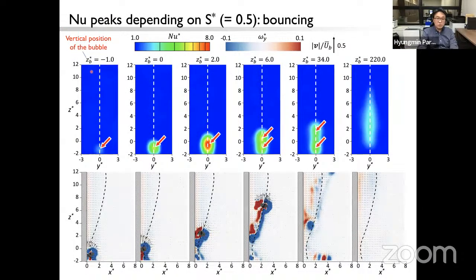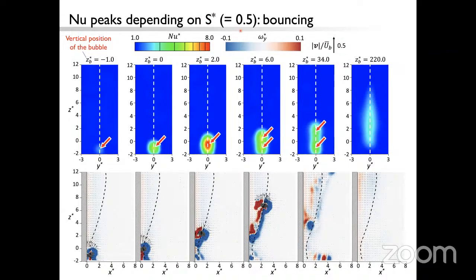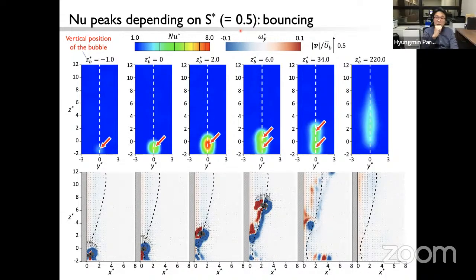On the top, we show the temporal variation of the Nusselt number contour, and on the bottom, we have the vortex structure at the same instant. Here we have some numbers on the top. Here G, B star means the vertical position of the bubble at that corresponding instant. This is the case when S star is about 0.5, meaning that our rising bubble first has physical contact with the wall and then bounces away. As you can see here, when the bubble attacks the wall, we have a slight increase of the Nusselt number, and that is the green color.